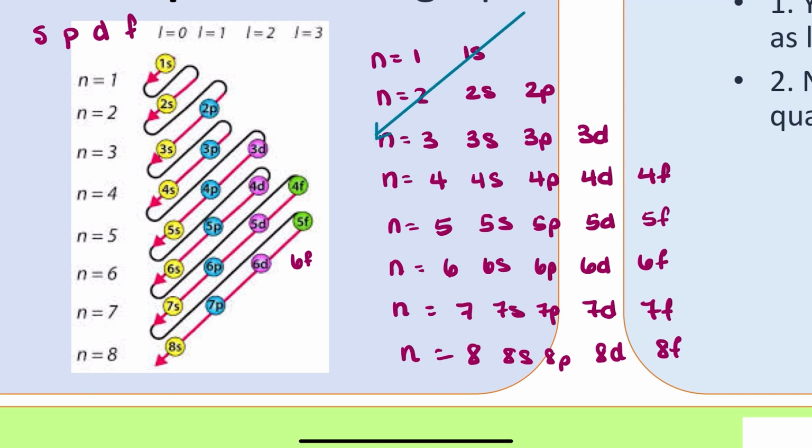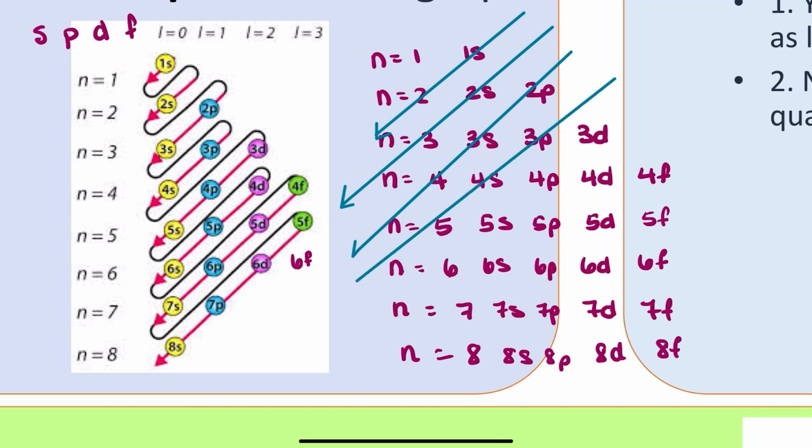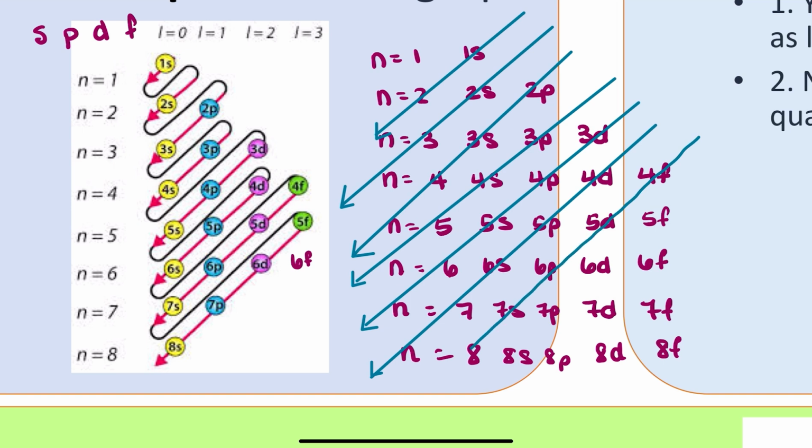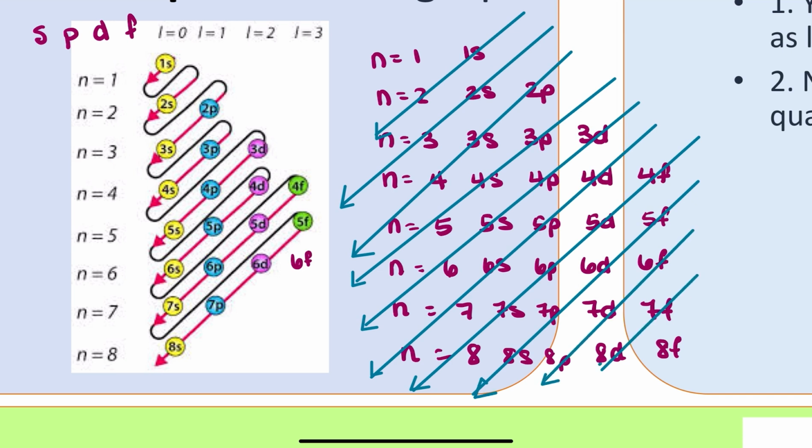I'm going to fill in my 1s first. Then I'm going to keep going, fill in my 2s, 2p to 3s, 3p to 4s, 3d to 4p to 5s, 4d, 5p, 6s, 4f, 5d, 6p, 7s, and so forth until I fill out the table. And so when this finishes, it continues on to the next line.